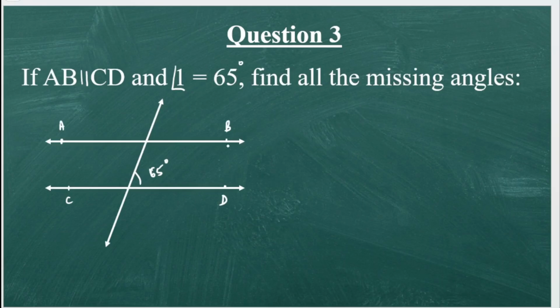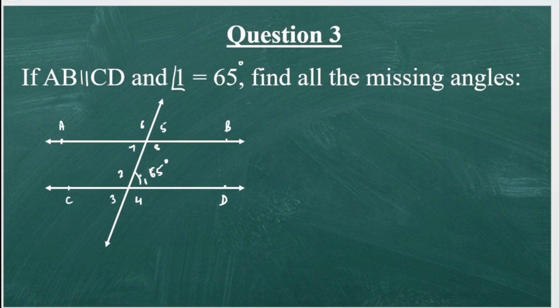There are two parallel lines AB and CD, and this angle 1 is given as 65 degrees. We need to find all the other missing angles which this transversal is making with these two parallel lines. When a transversal intersects two parallel lines, there are a total of 8 angles formed: angle 1, 2, 3, 4, 5, 6, 7, 8. Angle 1 is given to be 65, so we need to find all the other angles.